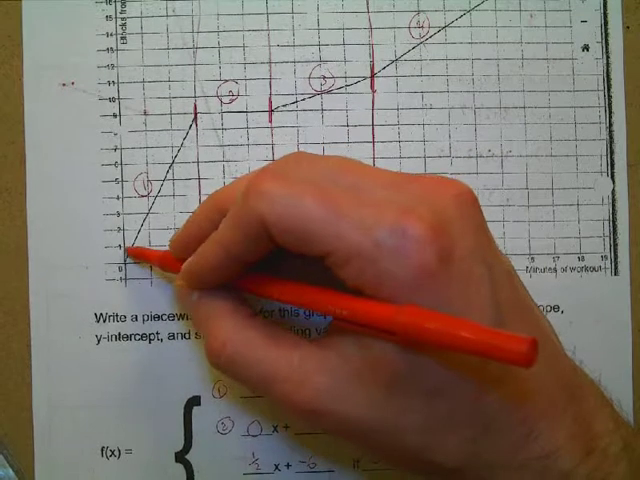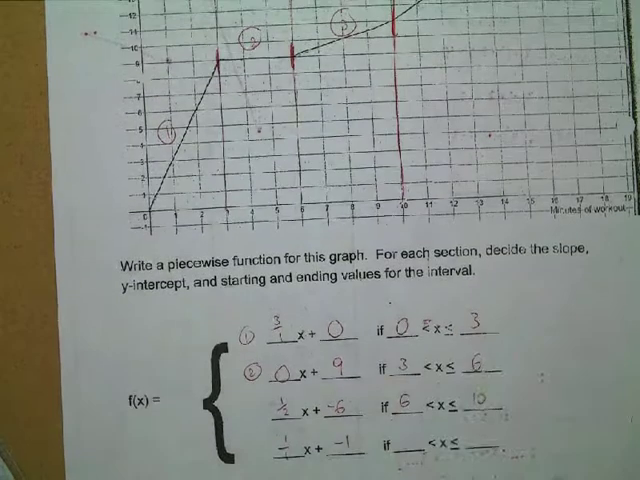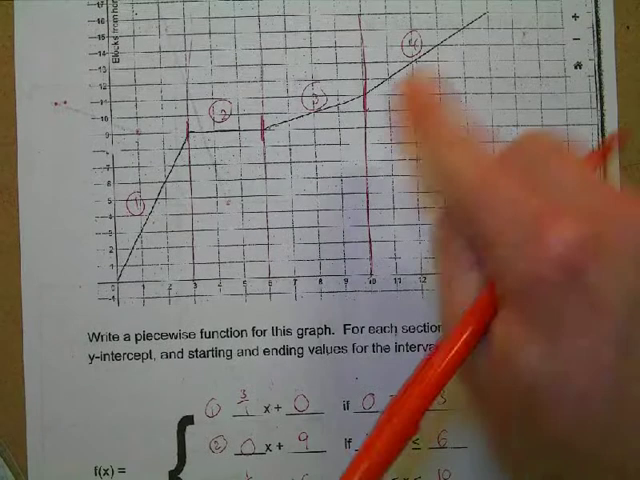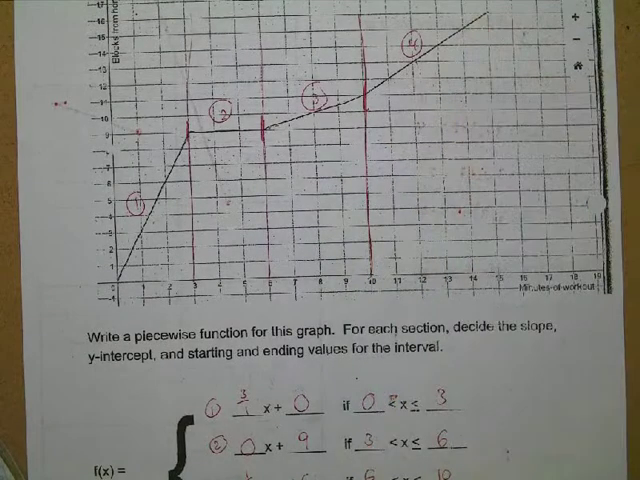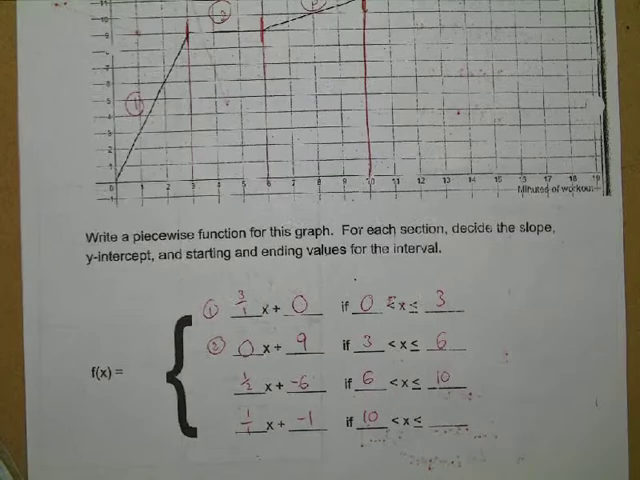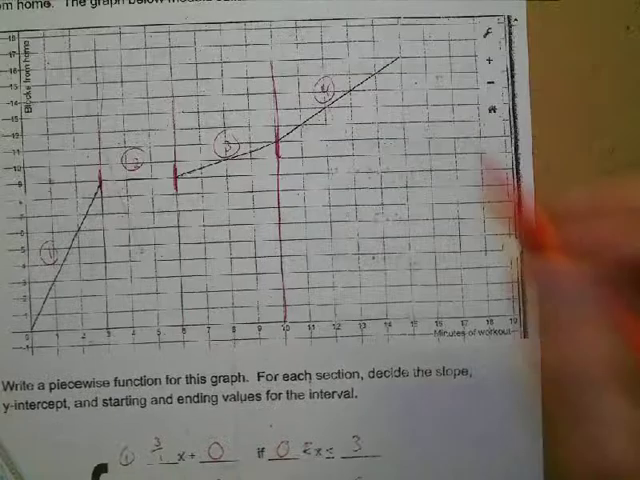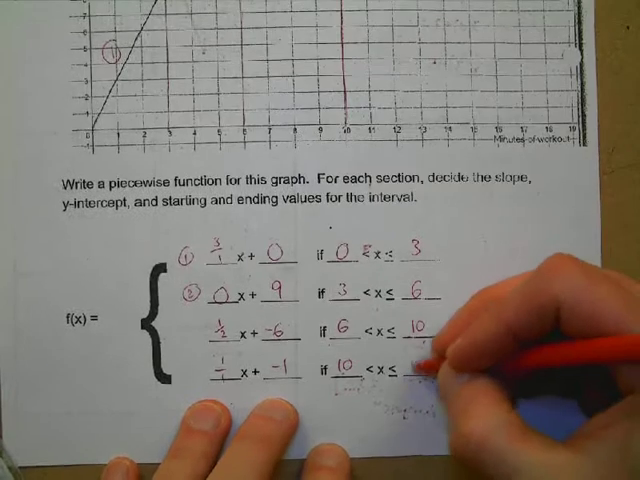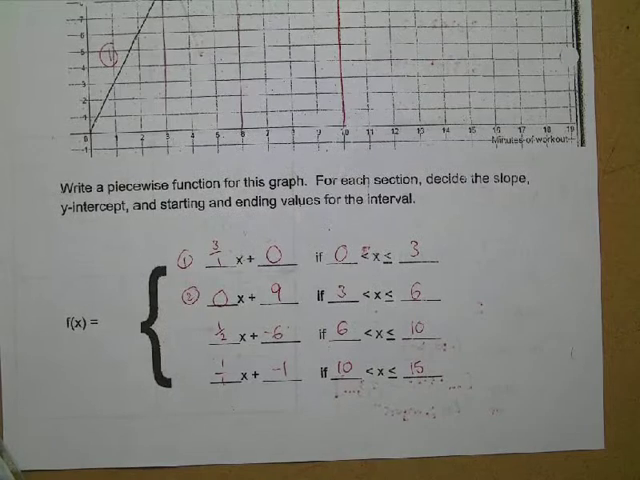Okay, Trey, for this fourth section right here, what is the x value where we start that fourth section? 10, and where does it stop? I think in this case it actually does stop at 15. There you go, yeah, 15. Okay, so we did it, folks. We wrote a piecewise function, okay?